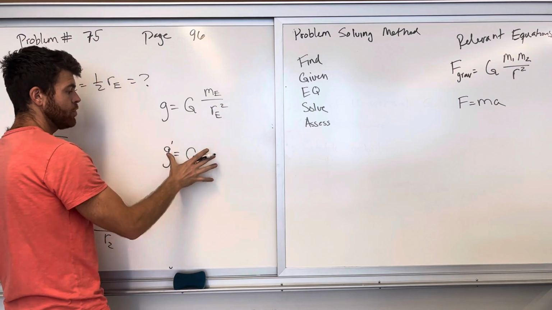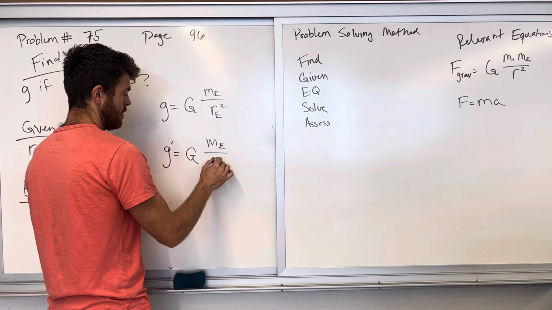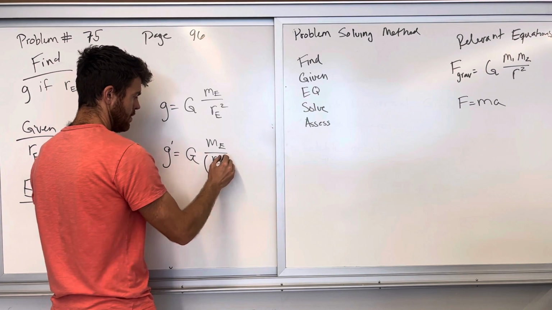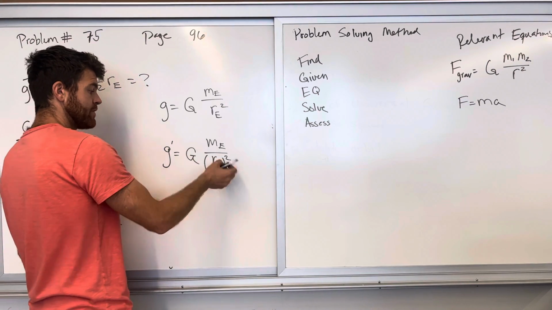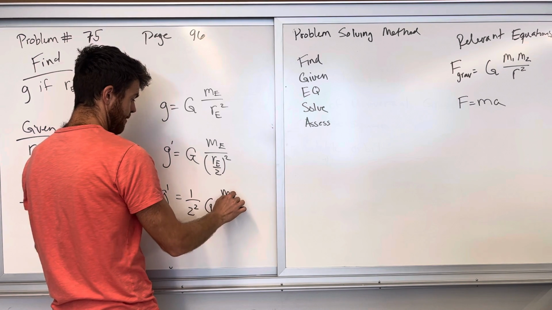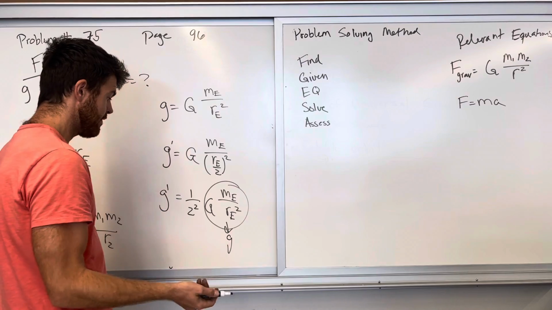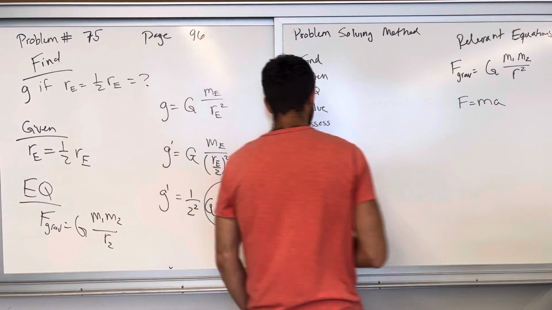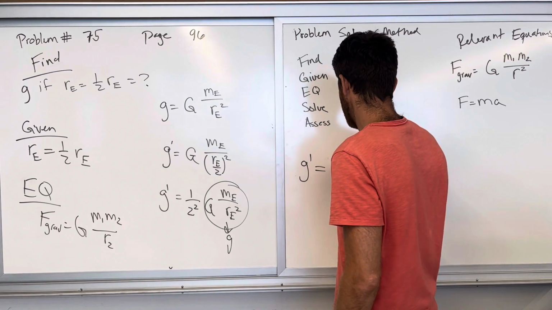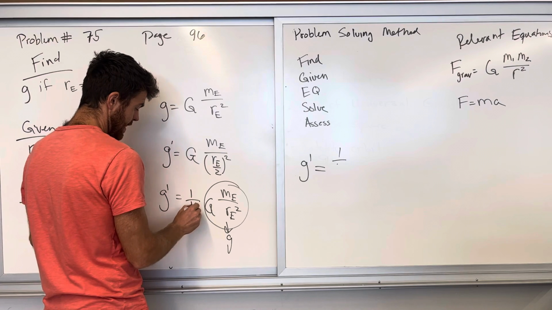So g, I want to call it g prime. This is the new one where the radius of the Earth is shrunk to half its size. Now we can just factor out this 1/2 squared, and recognize that this is g at the surface, the strength of the gravitational field at the surface. So the strength of the new field, at the planet where the radius is half of the current radius, is going to be 1 over, that's R_E over 2, so it's 1/2 squared.